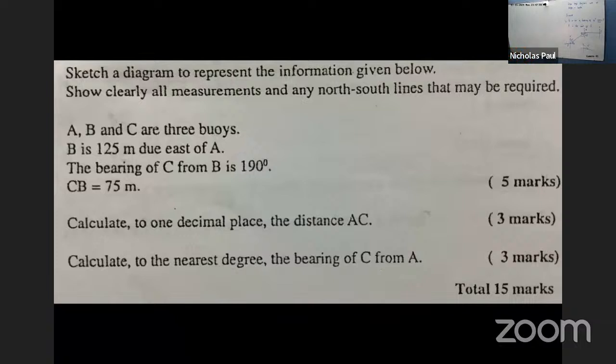Right, so A, B, C are three points. B is 125 meters to the east of A. So we start at A and go eastward. Start at A, then where?